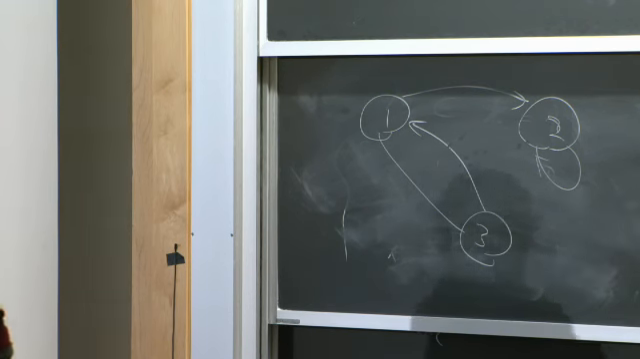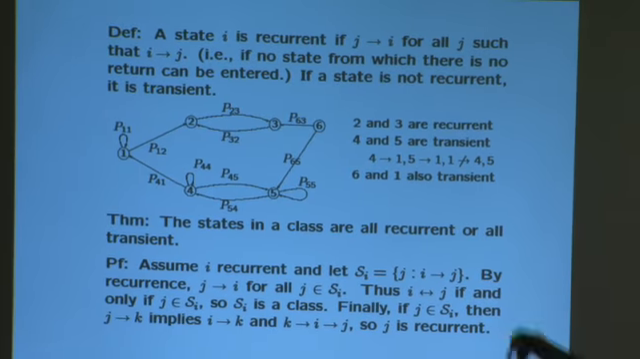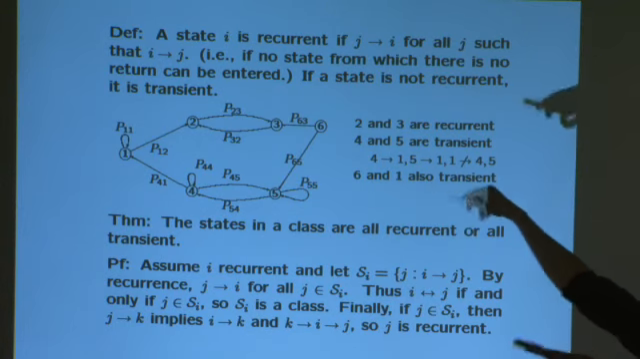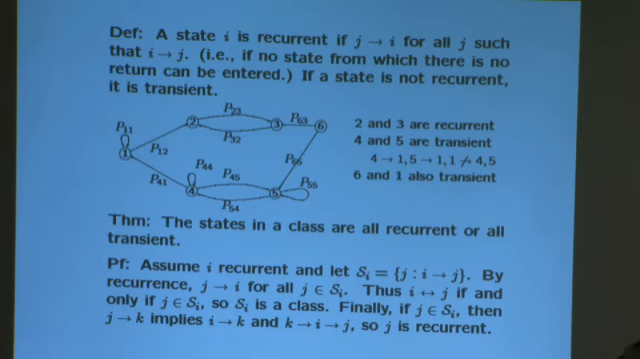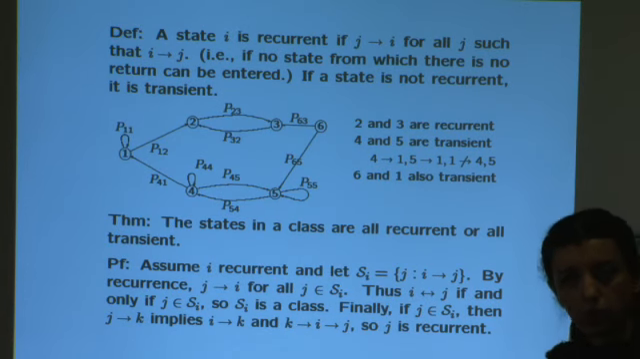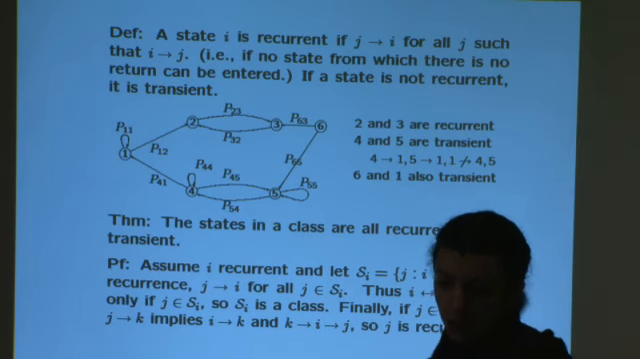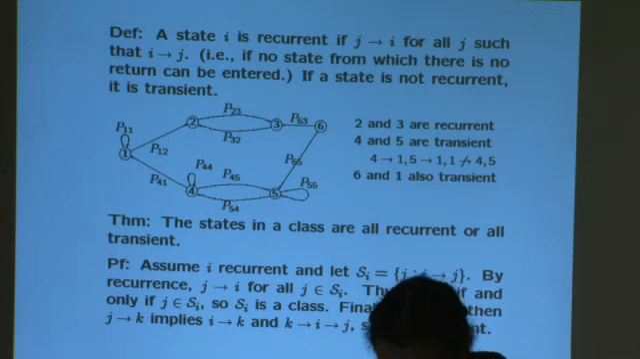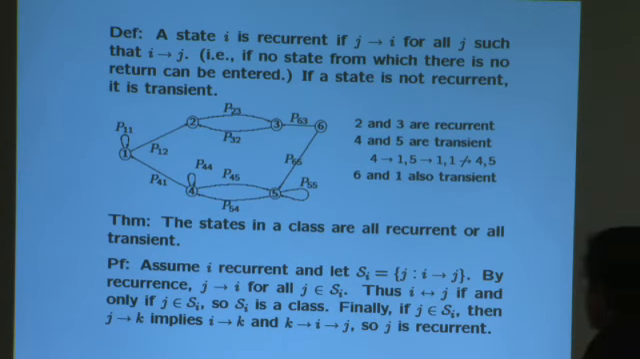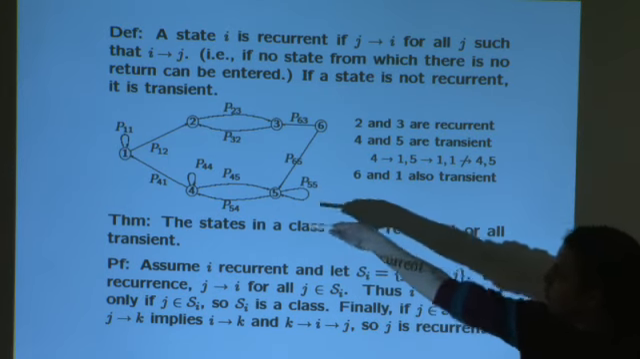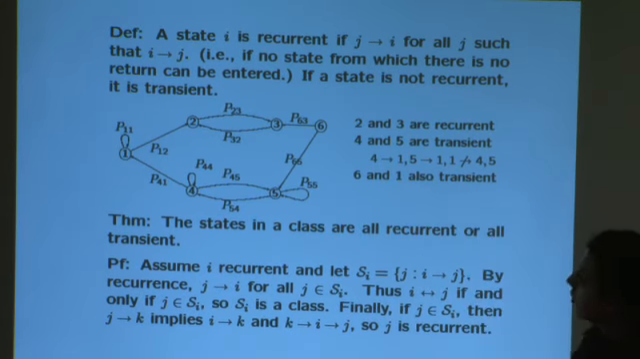Oh yeah, we have examples here. So states 2 and 3 are recurrent because the only states that I can go to from this set are themselves. So they're only accessible from themselves, and there's a positive probability of going from one to the other. So they're recurrent. But states 4 and 5 are transient, and the reason is here. Because there's a positive probability that I go out of state 4 in that direction and never come back. And there's no way to come back.